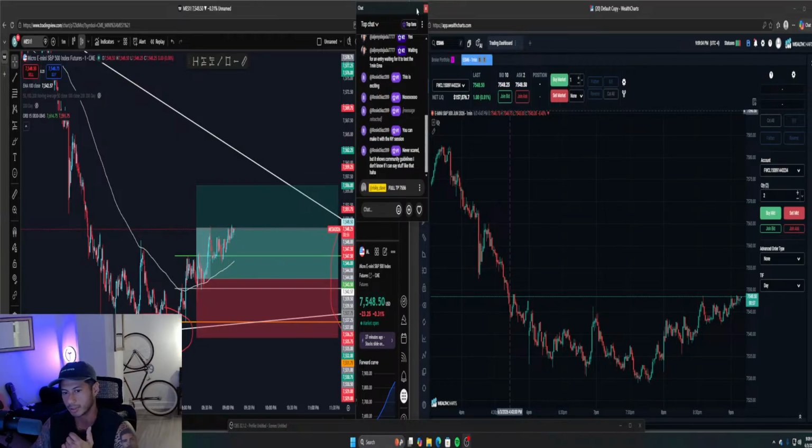There we go. See if we get that break here. Got to get above. It's really struggling to break this point right here, but we got to get a break above there. Once we get a break above there, we should be good for that full TP.